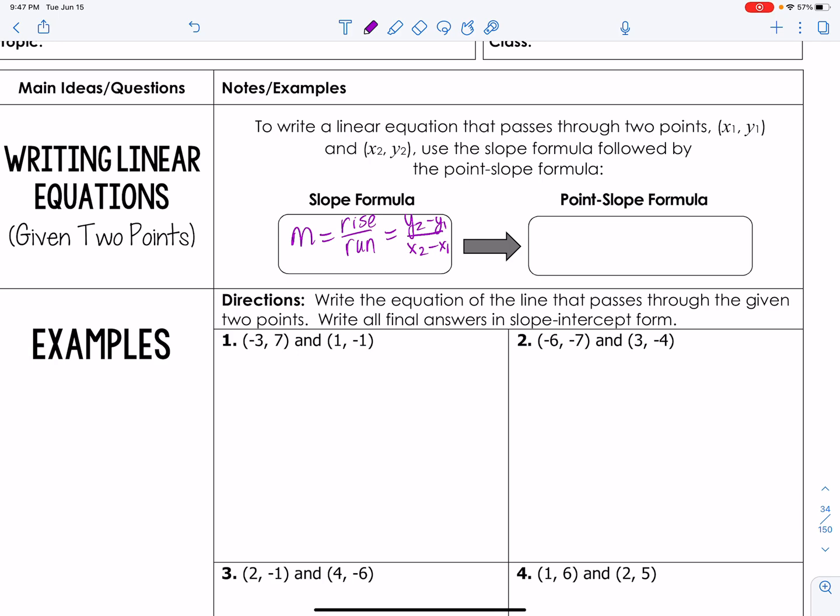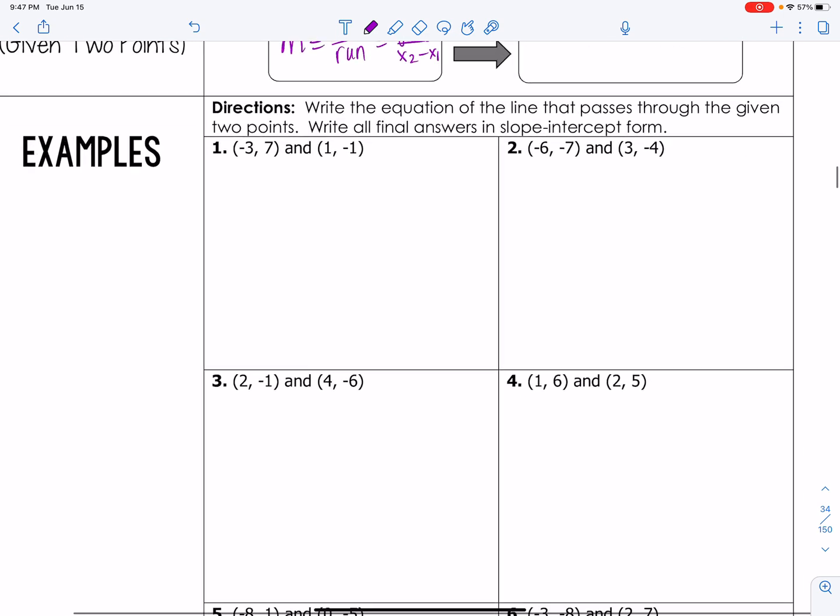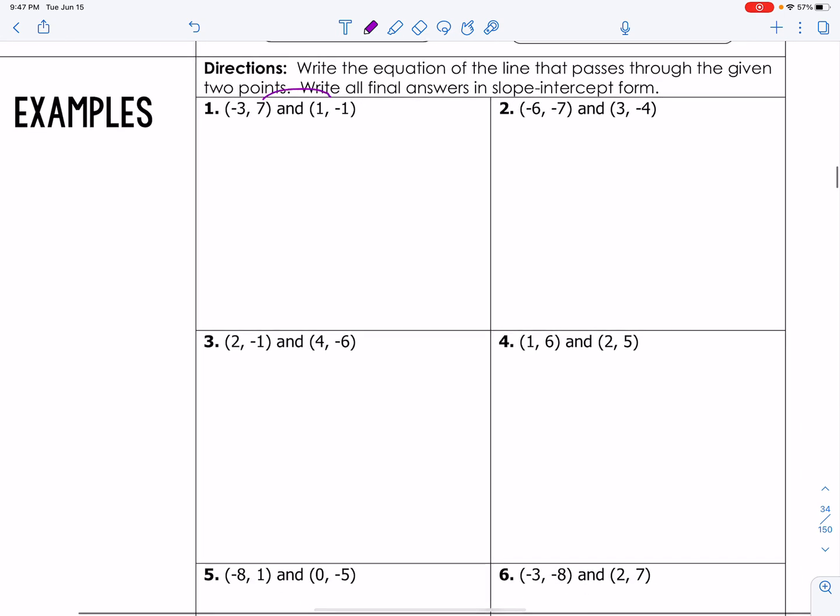So on a problem like example 1, you're going to work through this and find the slope. So you have 7 minus negative 1 divided by negative 3 minus 1. So that's 8 divided by negative 4, and my answer is negative 2.